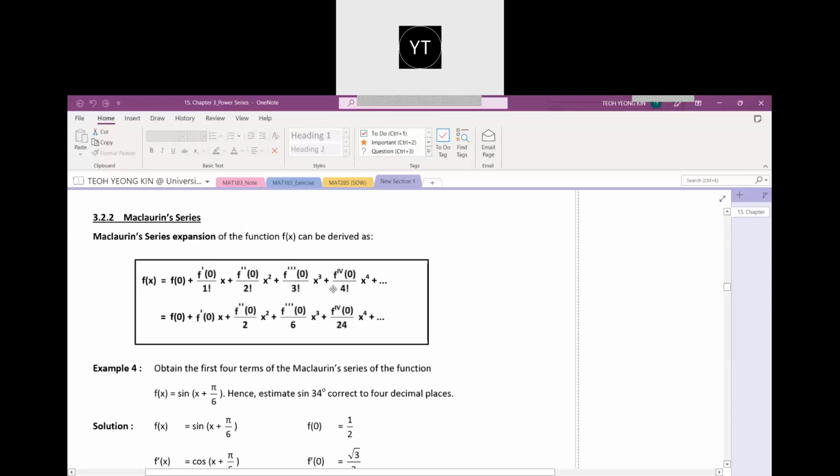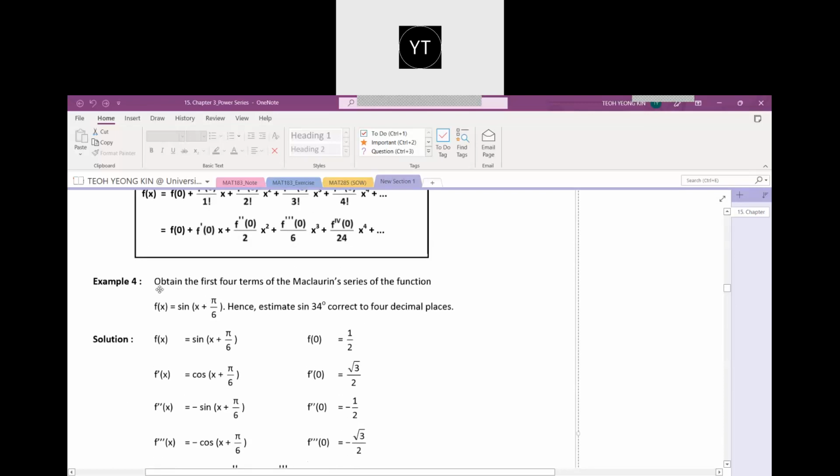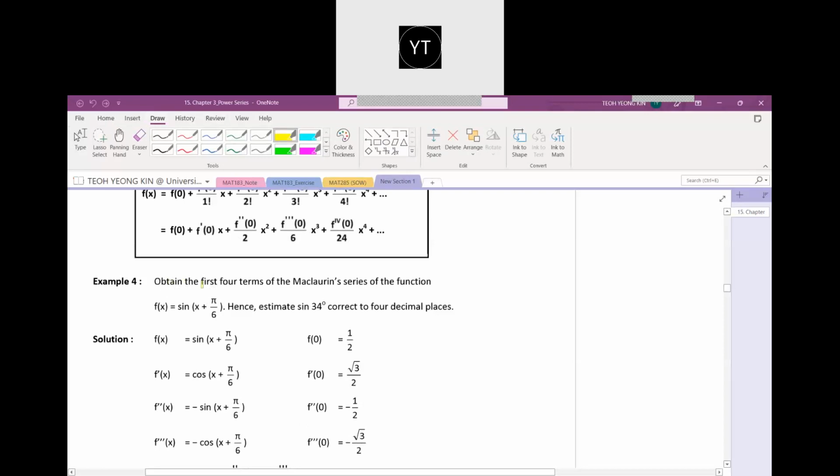So you can see that this is actually quite the same as the Taylor expansion in the power of x, where our a is 0. So x squared, x cubed, and x to the power of 4, starting with f(0). If you look at this example, obtain the first four terms. The keyword here is the first four terms of the Maclaurin series. So you can see in the Maclaurin series, our a is 0, of the function f(x), this is our function.